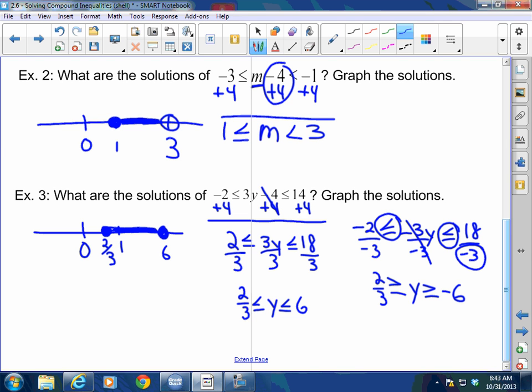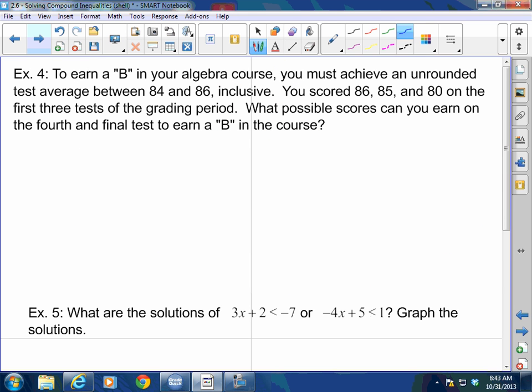Questions? Yes, sir. Yes, we're going to solve some OR ones as well that are compound inequalities. That was the question. Thank you. May I continue, my brothers? All right, let's do this.